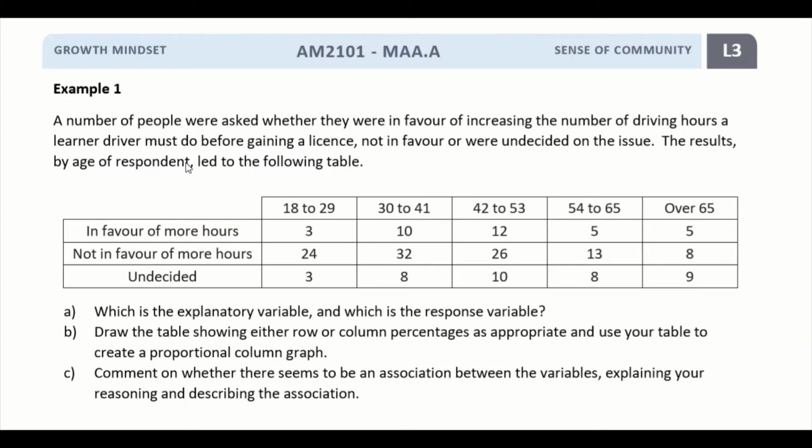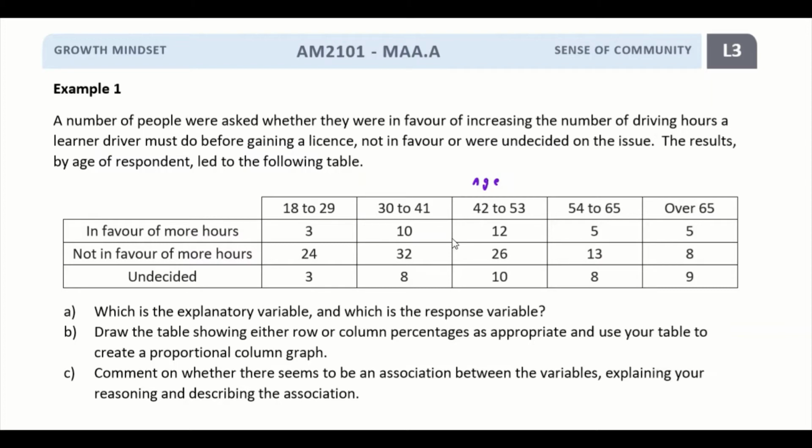Okay, so example here: a number of people were asked whether they were in favor of increasing the number of driving hours a learner driver must do before gaining a license. So either they want to increase it, not in favor, or they were undecided on the issue. So you have these three categories. The result by the age of the respondent led to the table below. You have this table here, which shows their age, and this is their preference, either they want to increase the number of hours or not. This is an example from your textbook as well.